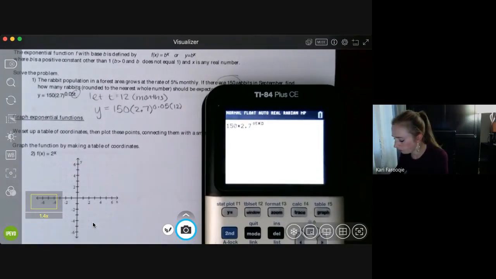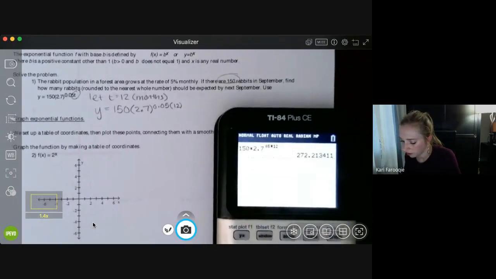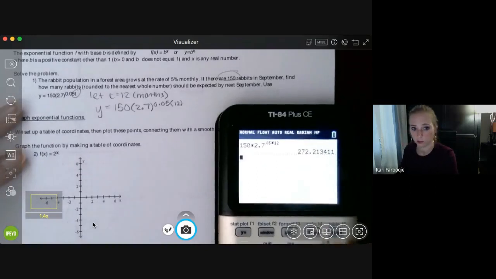0.05 times 12. Well, 12. And then this will give you the rabbit population after 12 months, which you're hoping is more than 150. Of course it is. Now, don't put down 272.213. You're being asked to round to the nearest whole number. So in this case, we'll round down to 272.